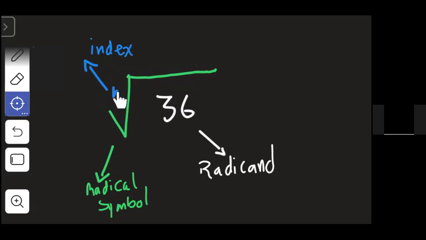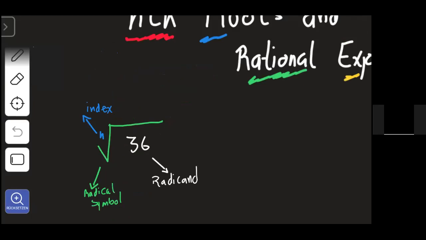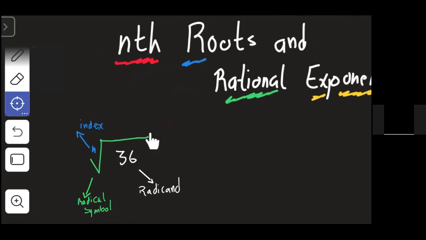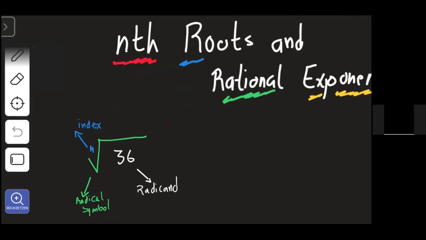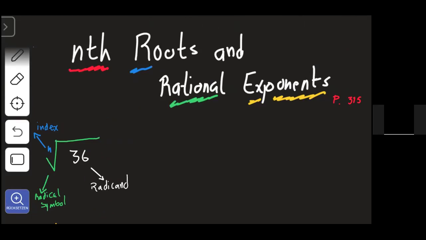Usually, when we don't have this number, we assume it is 2, it's a square root. We're going to start off with the square root. Take a look at the similarities between root and exponent, which are like opposite operations. So we're going to go over that.